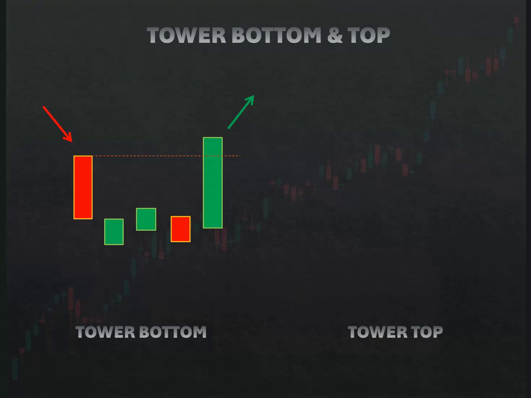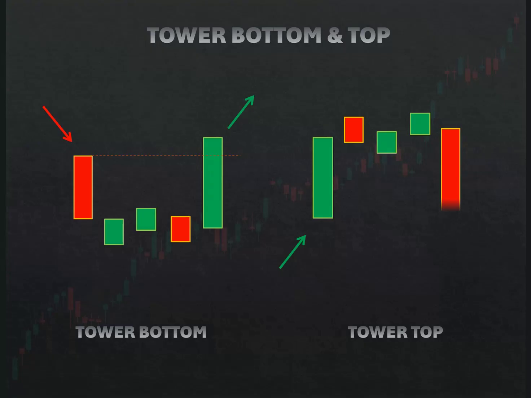Tower top occurs during an uptrend, indicating a potential reversal. The first candle is a long, green candle, representing bullish momentum. The subsequent candles during the sideways phase are characterized by spinning tops, which can be either red or green. These candles reflect market uncertainty and indecision. The last candle is a long, red candle, signaling the initiation of a reversal in the current trend. This bearish candle suggests a shift in market sentiment and the potential start of a downtrend.